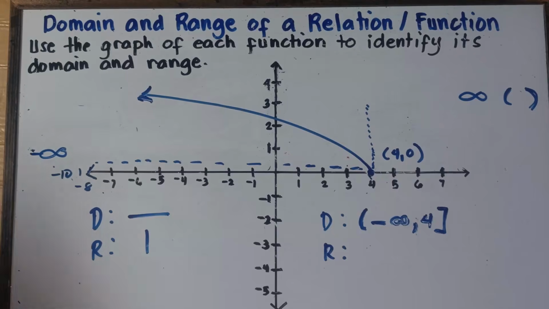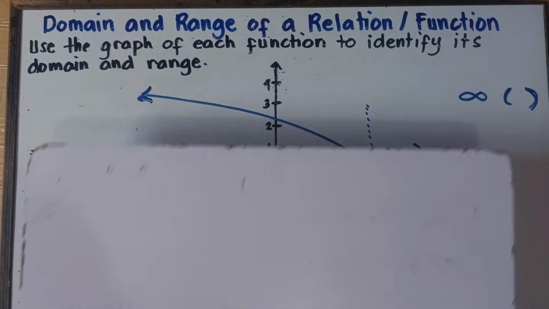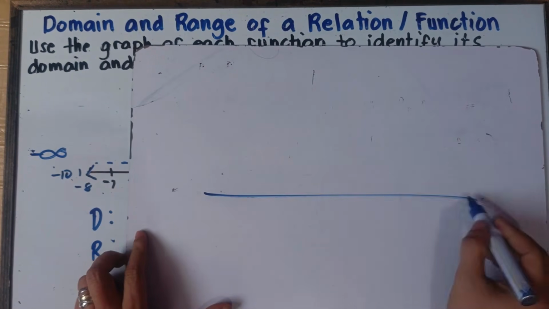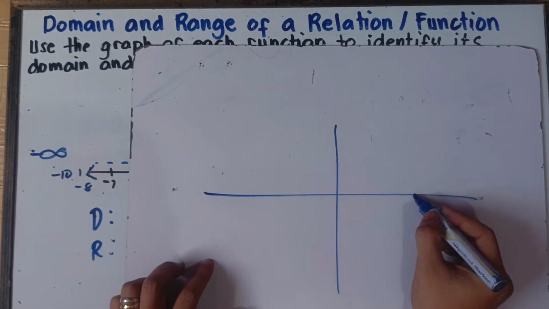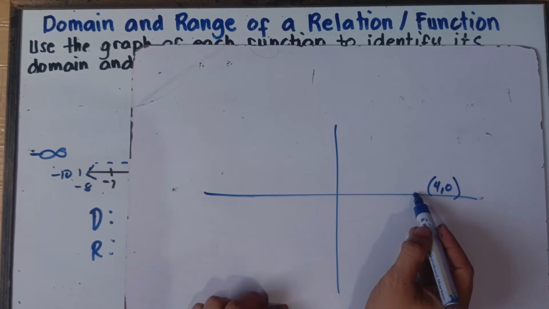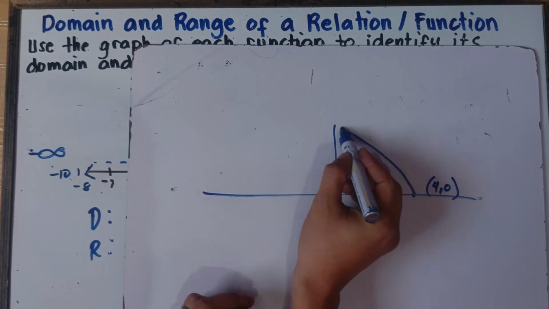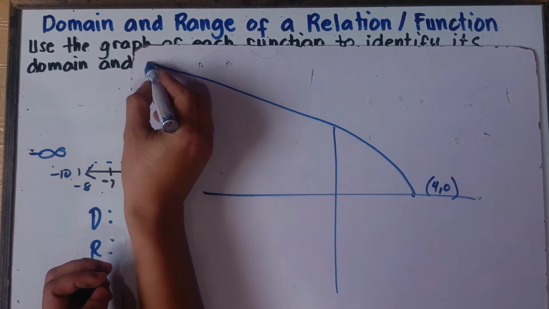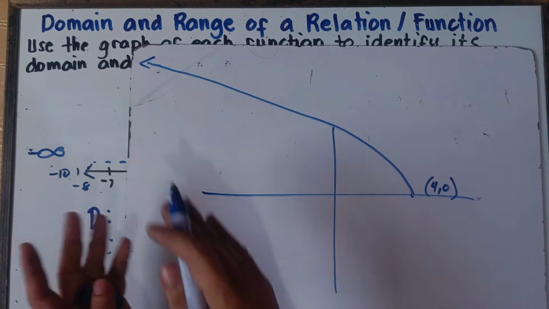Let me just draw that one, class, for you not to be confused. We have this graph, right? We have 4 and then 0. And then the arrow, class, it goes upward, right? It goes right here. It goes upward. It will extend infinitely going upwards.